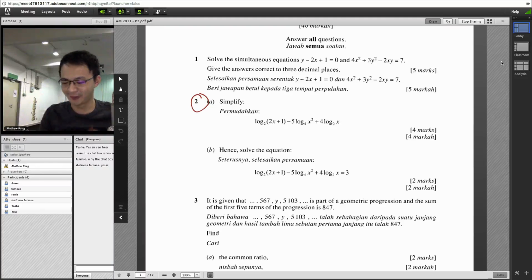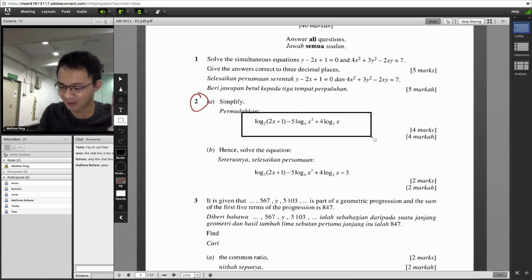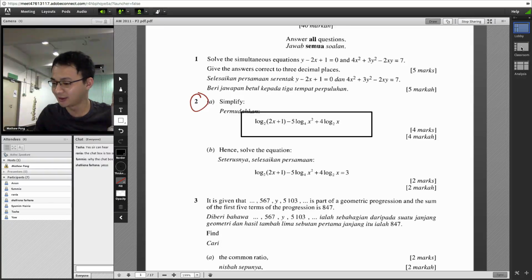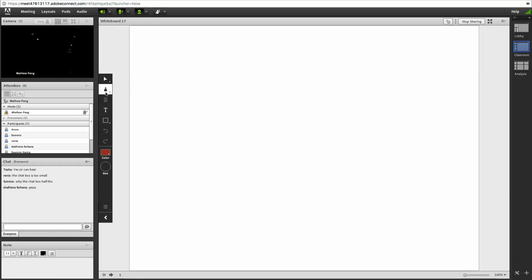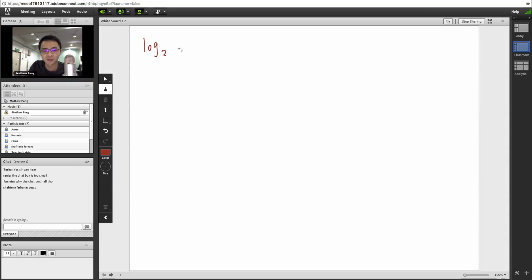Okay, so let's solve this log question. Because of space, I'm going to solve it on the whiteboard. Basically I will just write this question on the second one. Okay, let's see, this one is log 2, 2x plus 1 minus 5 log 4x squared plus 4 log 2x.